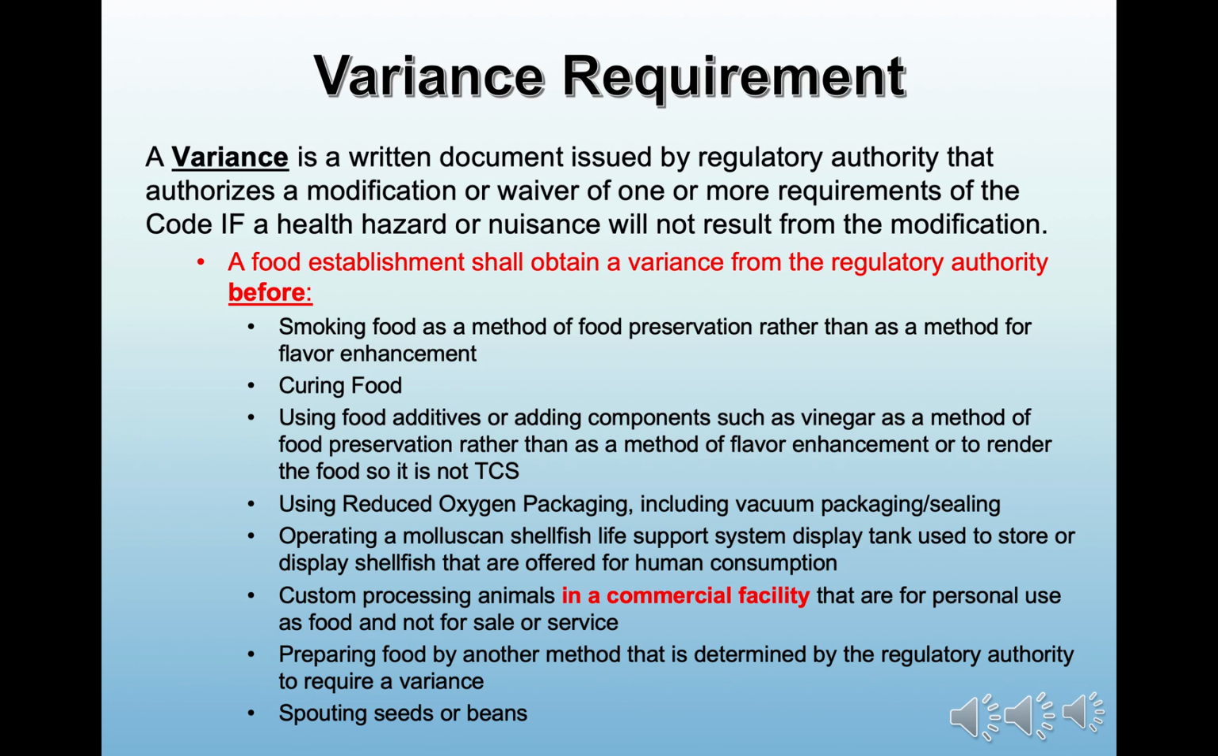In order to perform any kind of special process for food, you must have a variance. A variance is a written document issued by the regulatory authority that authorizes a modification or waiver of one or more requirements of the food code if a health hazard or nuisance will not result from the modification.